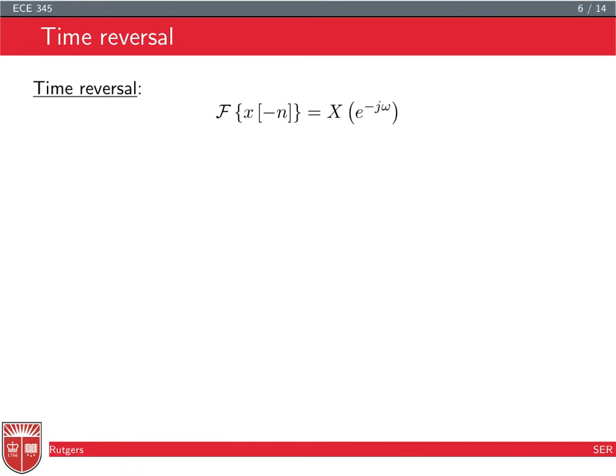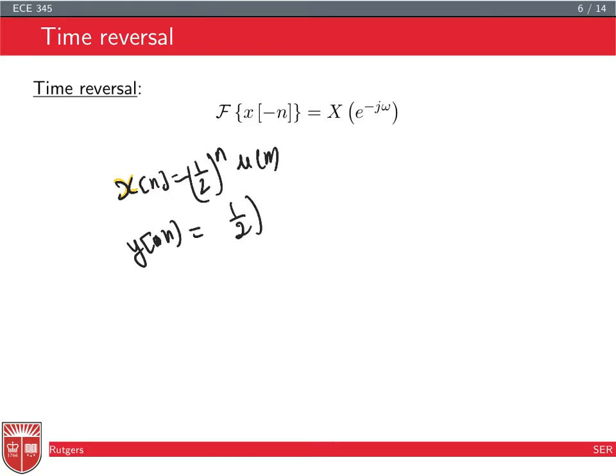Another property that follows immediately from the definitions is time reversal. So the DTFT of x of minus n is X of e^(minus j omega). If I want to keep the same example as before, x of n equal to (1/2)^n u of n, then let y of n be equal to (1/2)^(minus n) u of minus n.